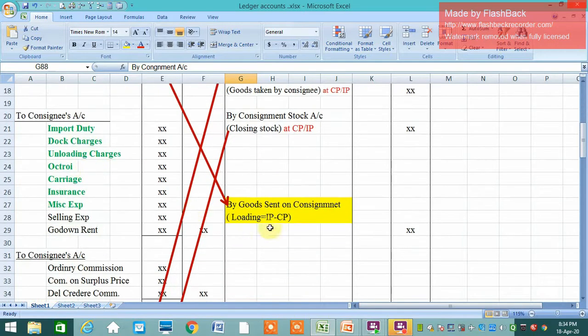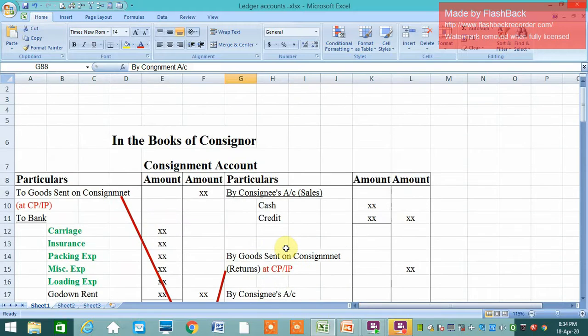Now what is this loading? Loading is nothing but the difference between invoice price and cost price, that is a profit element. You cannot record the transactions by considering the profit element. That's why you have to give a second effect to the loading, so that ultimately you are recording transactions at cost price. That's why this loading thing comes into the picture.